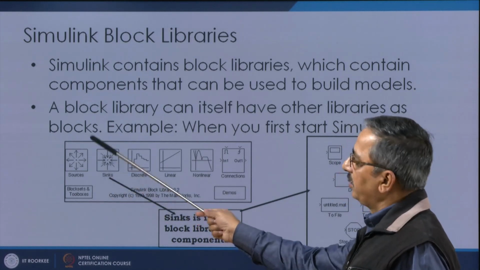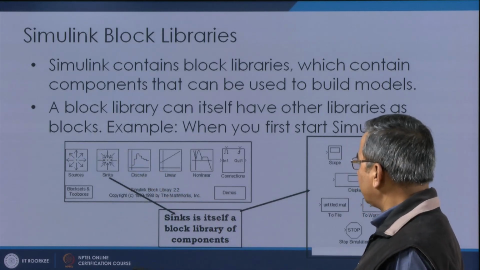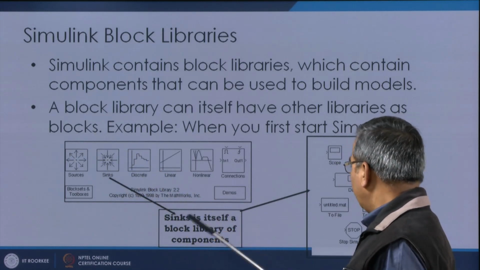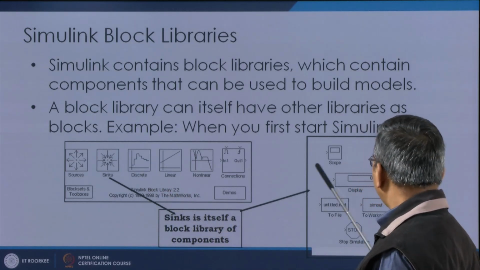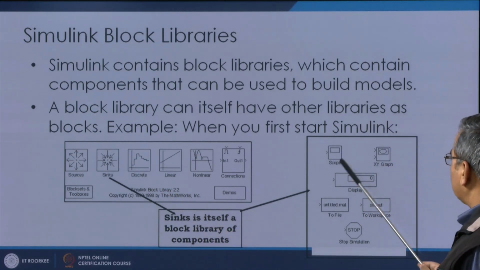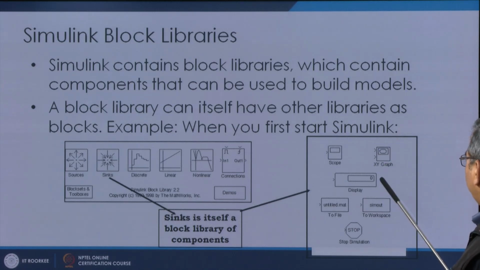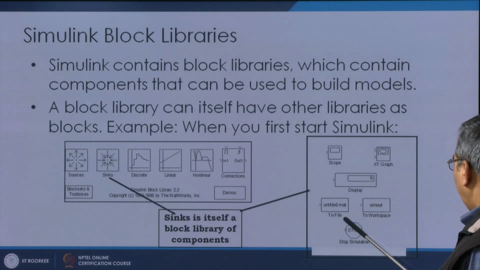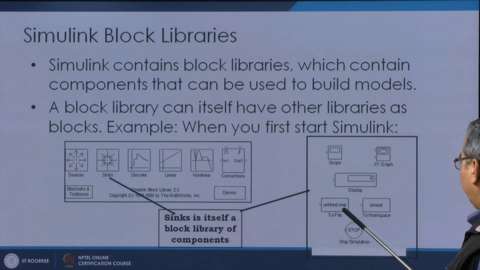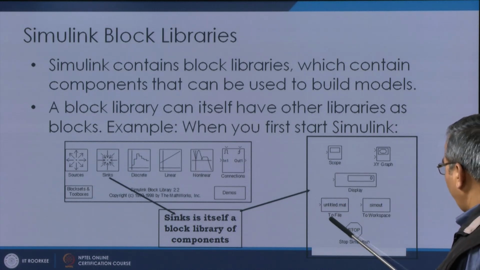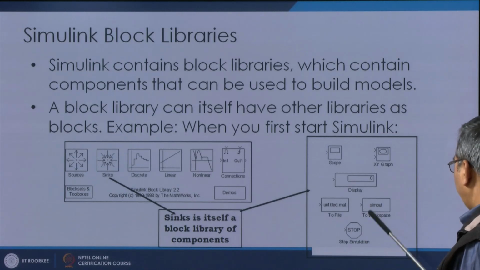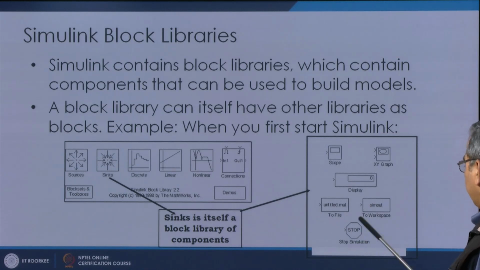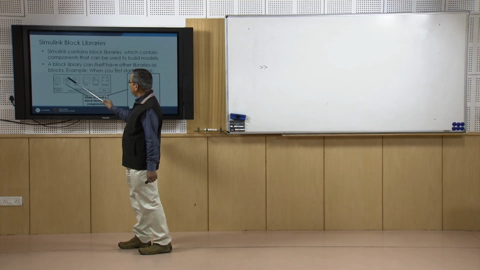So, in this source you can have the various types of sources available. Then you have the sink, and if you have a look at this sink, then in the sink you can have, say, the scope, your XY plot graph, and display. If you want to take the output to some file, that is also there, or some workspace. If you want to terminate your simulation, then there is a stop simulation block. So, these all form part of the sink.